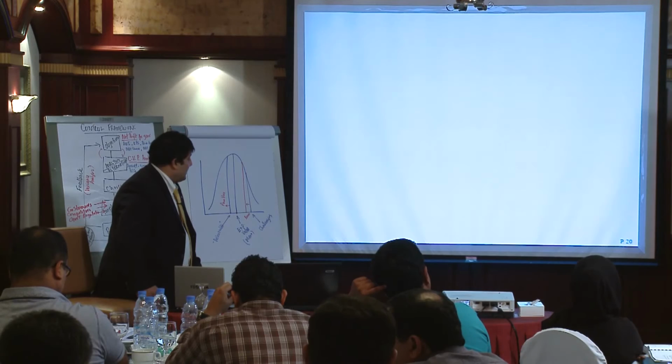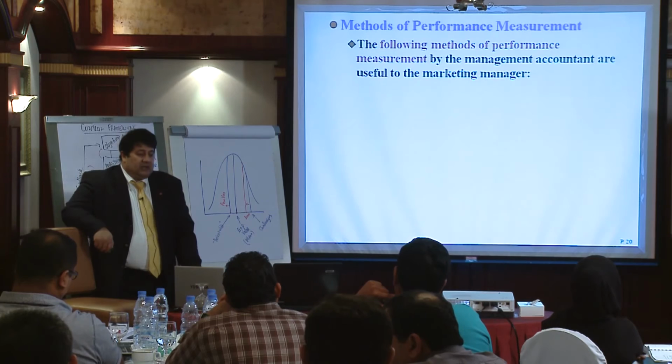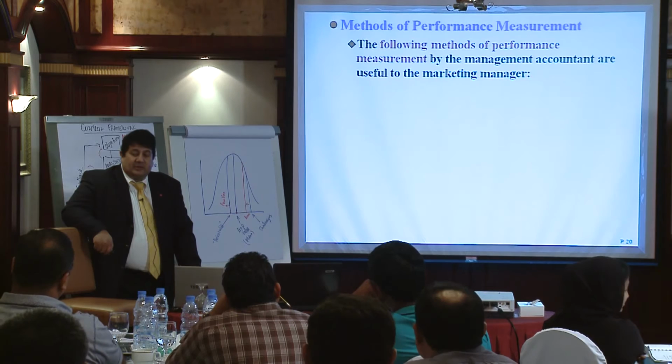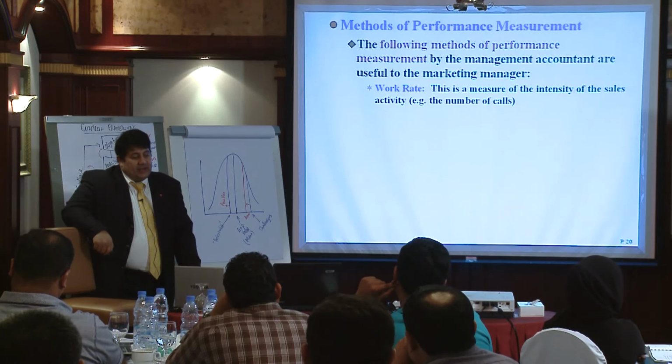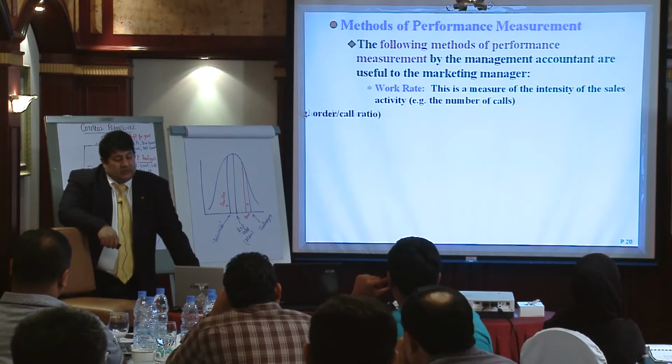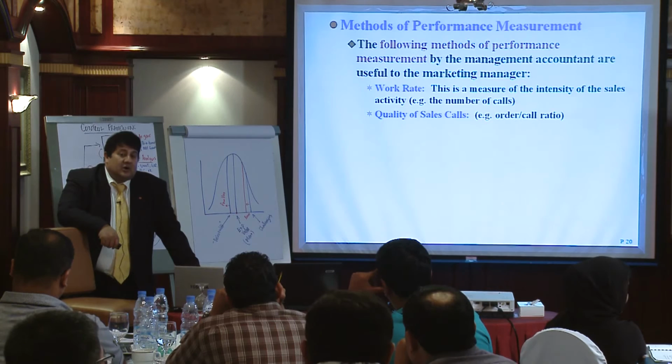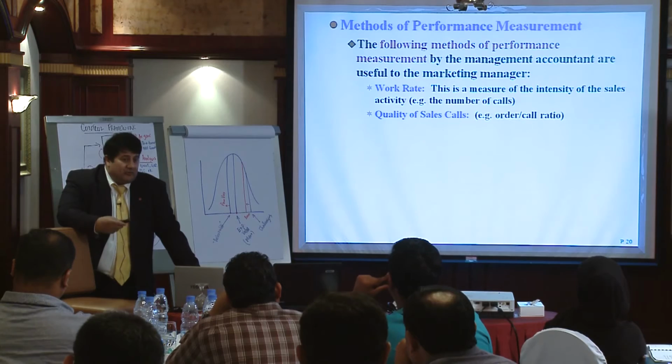Okay. Here are some of the methods of performance measurement used by the management accountant that will be useful for the marketing manager. The management accountant can measure the intensity of sales first by the number of sales calls. So that's work rate. Quality of the sales calls, the number of orders per call. So if you do 5 sales calls, how many orders do you get? If you get 4 or 5, that's a very good quality of the sales call.